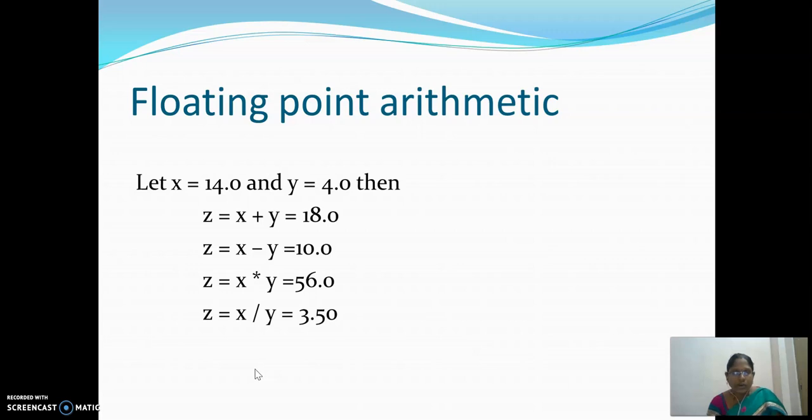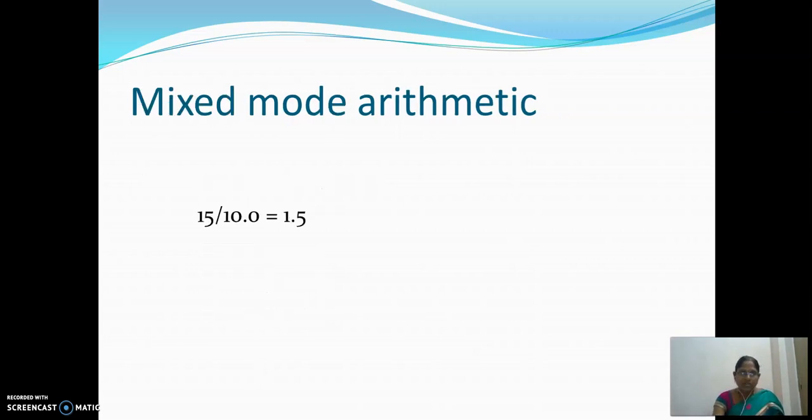If it is floating point values, you cannot perform the modulus operator. So the modulus operator cannot be performed on floating point and double values. That is the conclusion.